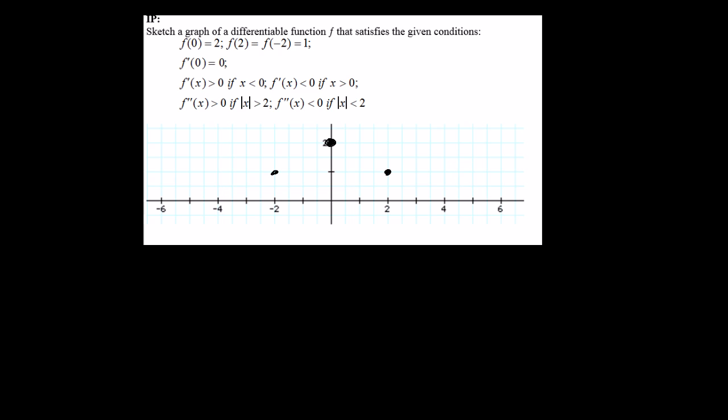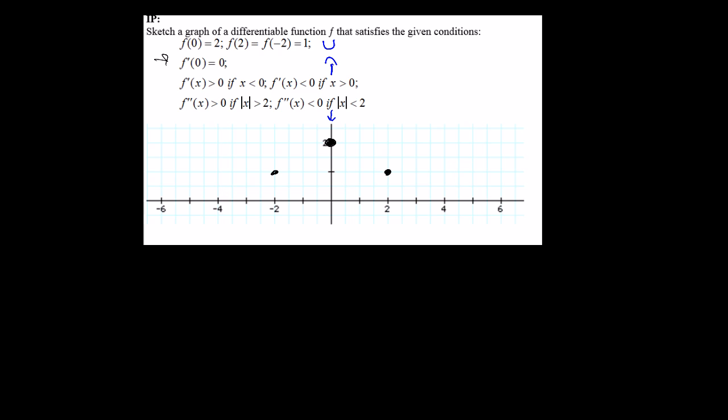We know that f prime of 0 is 0. So that means there is no slope at that point. So that means that this point is either going to be a minimum or a maximum. Let me write that somewhere where we actually can see it. So it's going to be a minimum or a maximum down at this point.